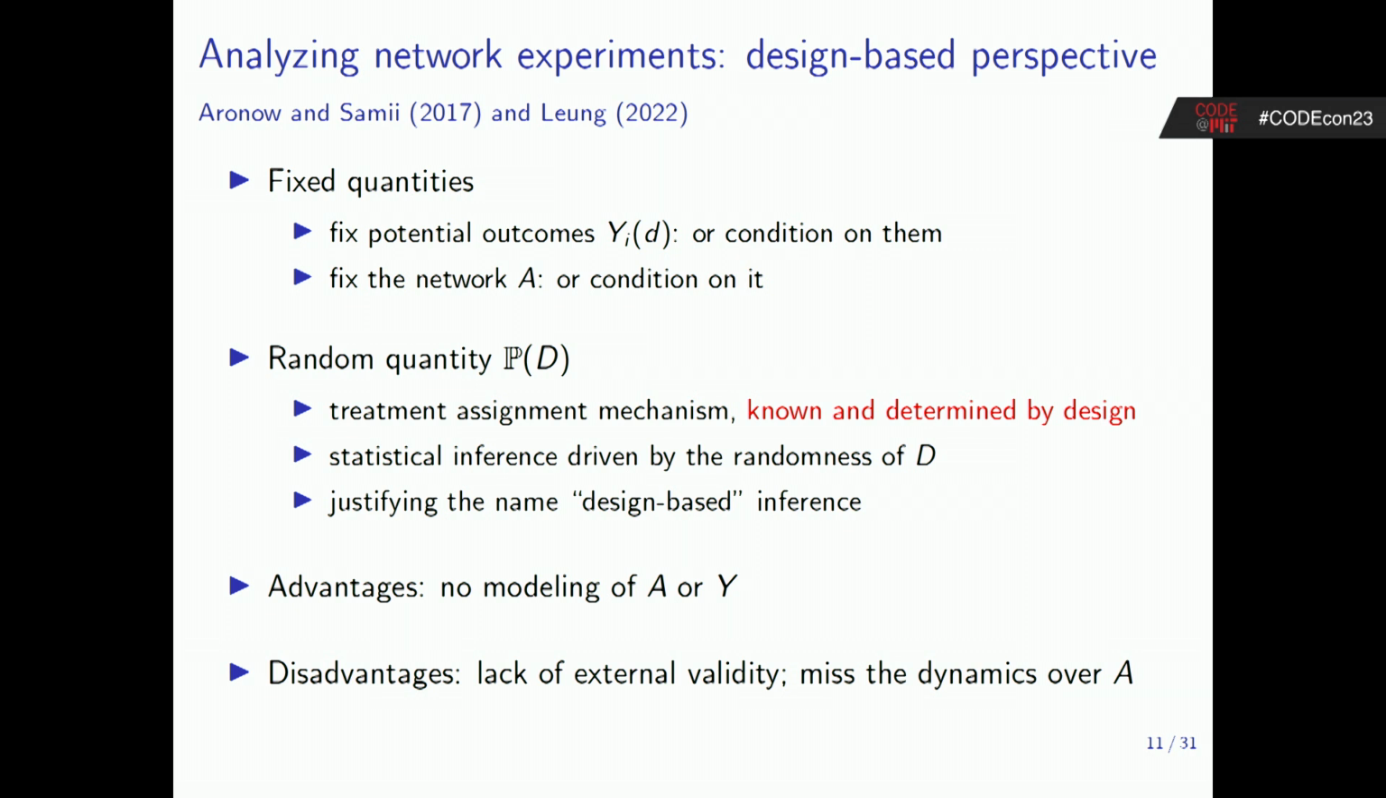There are advantages of this framework. You don't need to model A or Y. There are disadvantages of this framework. For example, people criticize this framework has no external validity. Also, it may miss the dynamics over the network A. But let's isolate the problem first. First, focus on what can we learn by design. The next step is if we are willing to impose more randomness, maybe we can say more. But now only random D.